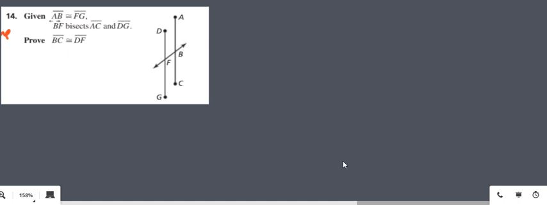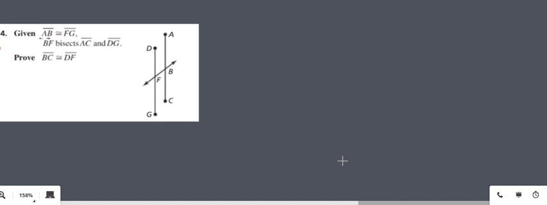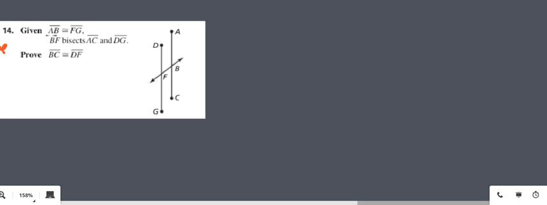So, is it clear? Yeah. Okay. Now please look at the next problem. It's question number 14 that I'm going to solve here. Can you see? Here I'm going to solve it. Please reach out here.